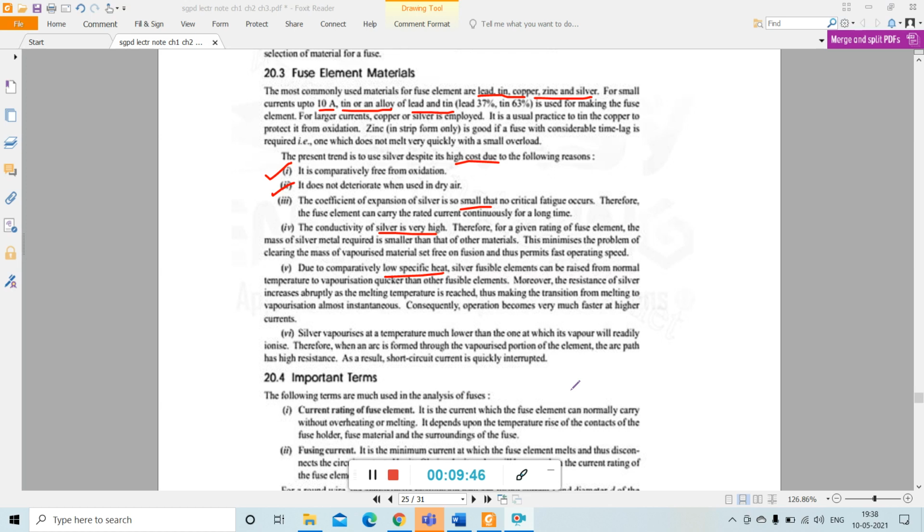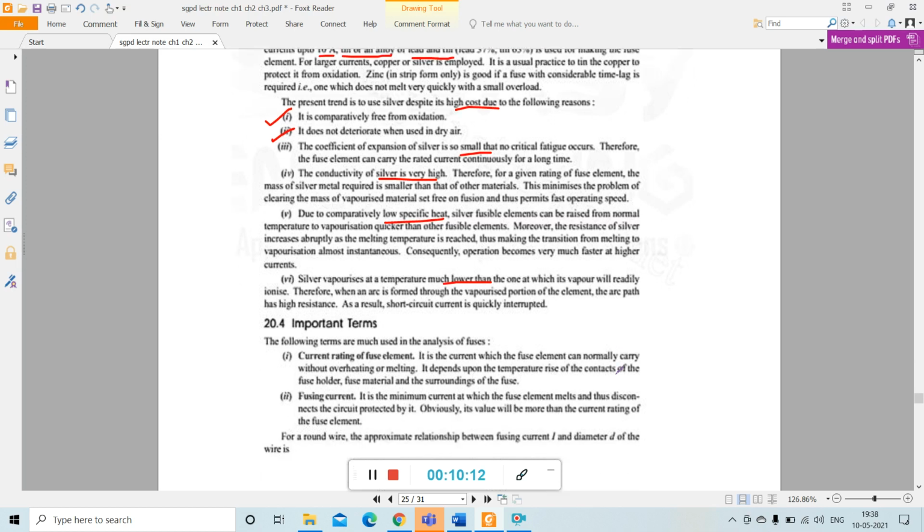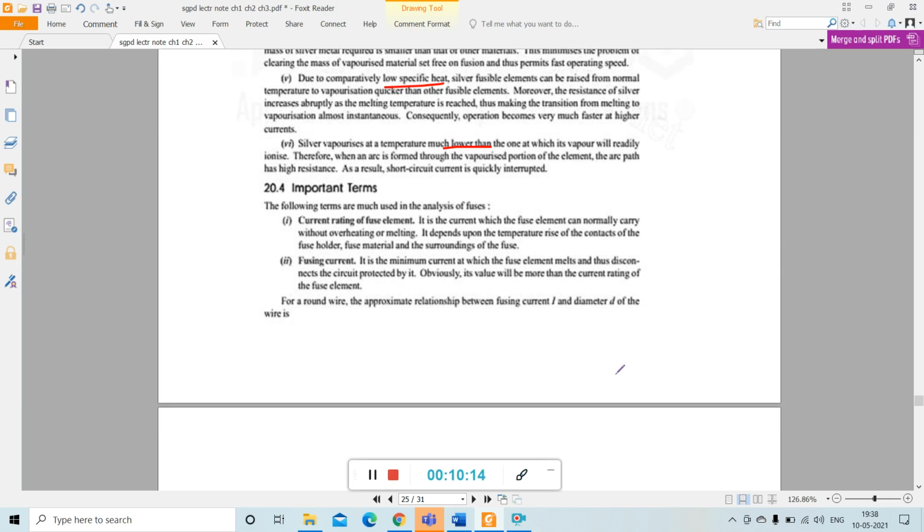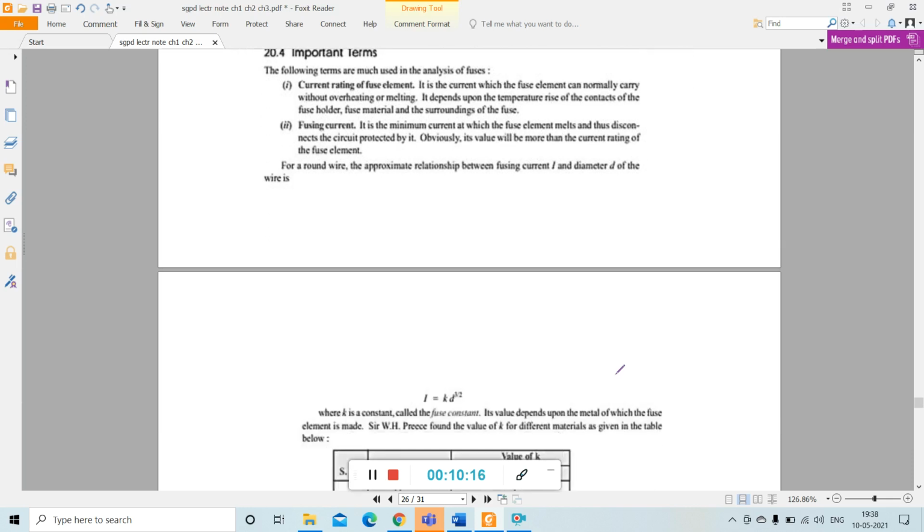And then silver vaporizes at a temperature much lower than the one at which its vapor will readily ionize. Therefore, when an arc is formed through the vaporized portion of the element, the arc path has higher resistance. As a result, short circuit current is quickly interrupted. So these are all the characteristics of different fuse material. Okay, so then we have to learn some important terms related to the fuse chapter.